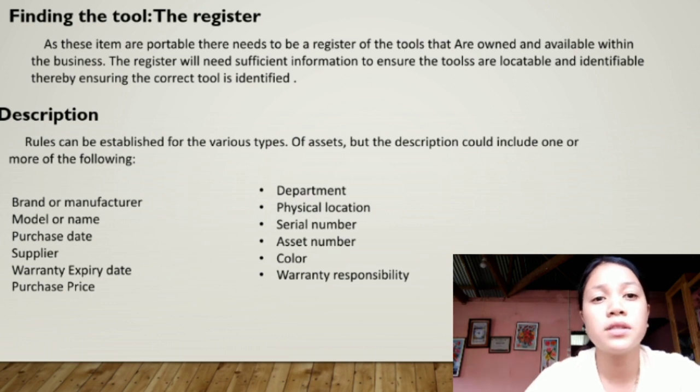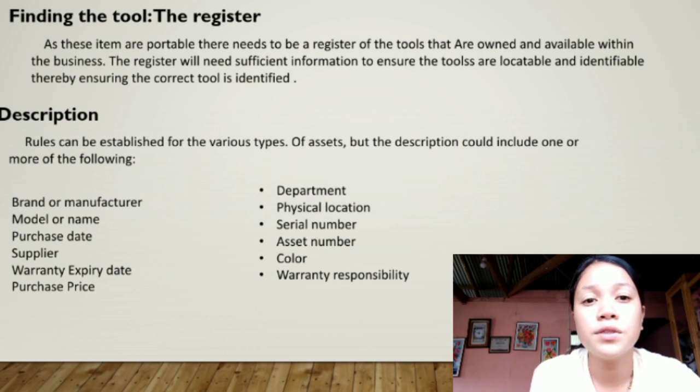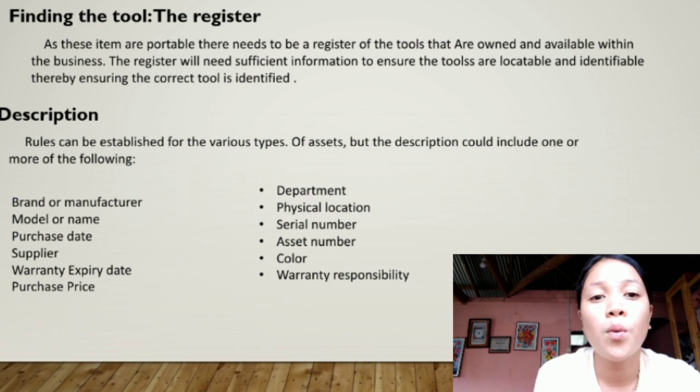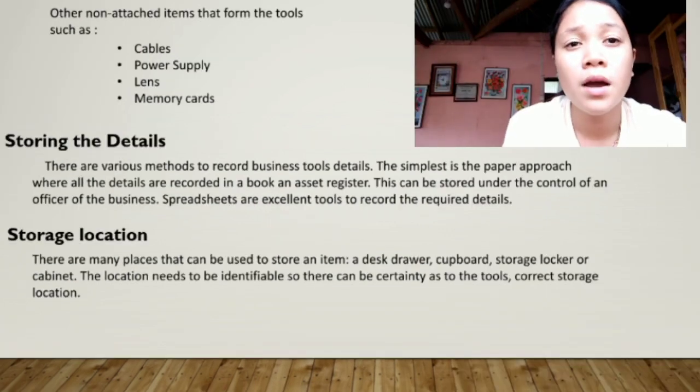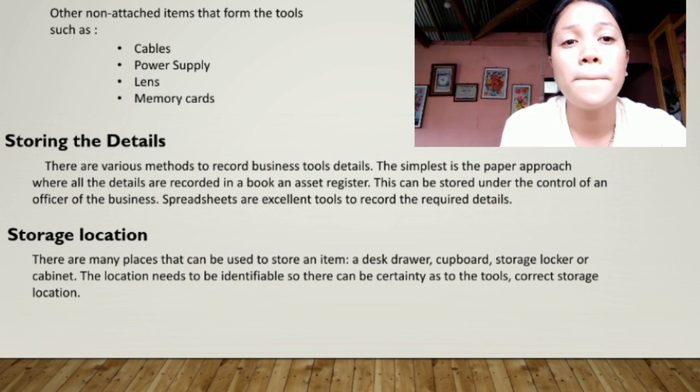Description. Rules can be established for the various types of assets, and the description could include one or more of the following: first, brand or manufacturer, model or name, purchase date, supplier, warranty expiry date, purchase price, department, physical location, serial number, asset number, color, and lastly the warranty responsibility. Other non-attached items that form part of the tools, such as cables, power supply, lens, memory cards.